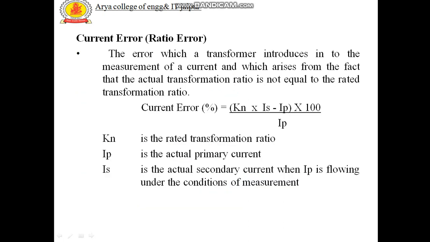The current error or ratio error is the error which a transformer introduces into the measurement of a current and which arises from the fact that the actual transformation ratio is not equal to the rated transformation ratio. So the current error percentage will be Kn multiplied by the secondary current minus the primary current, into 100 upon the primary current, where Kn is the rated transformation ratio, IP is the actual primary current and IS is the actual secondary current when IP is flowing under the condition of measurement.